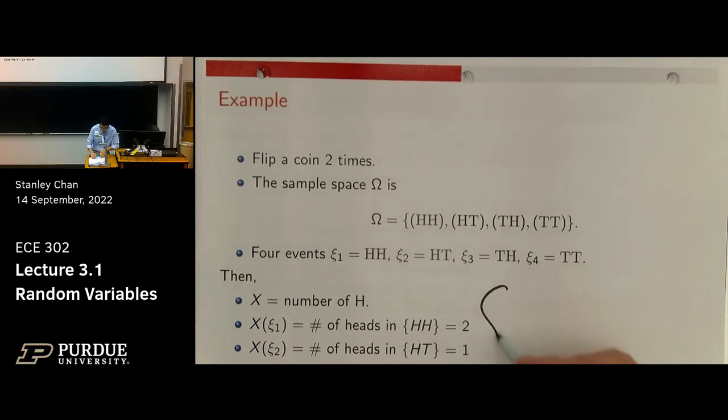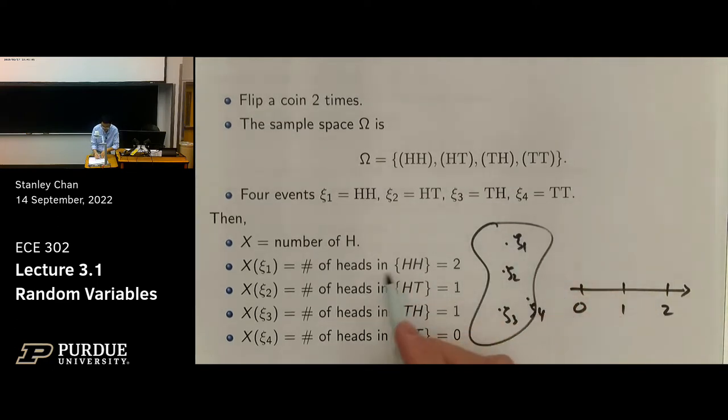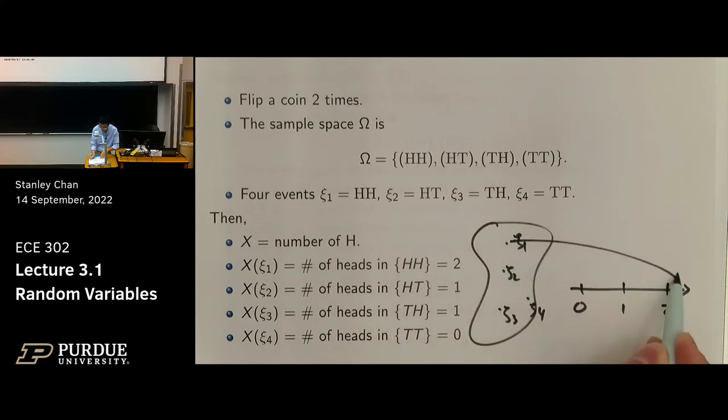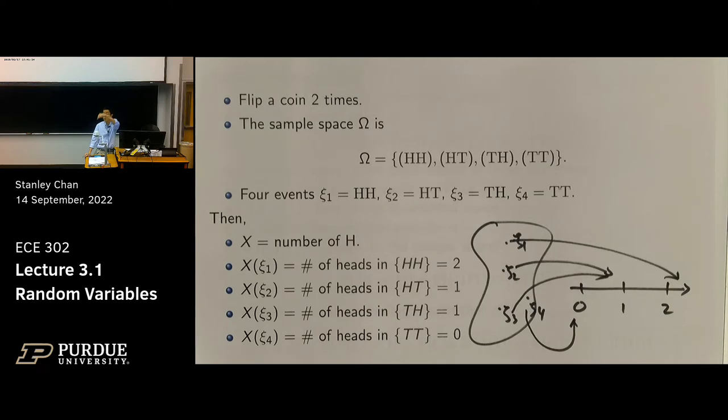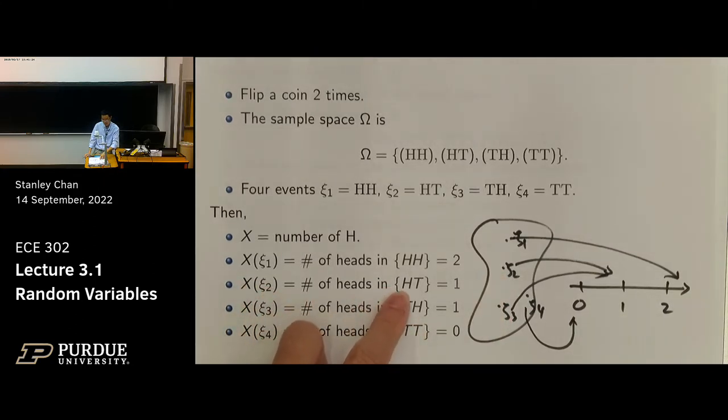So you have four numbers, right? Four outcomes. So this is psi 1, 2, 3, and 4. And then you have a real line. You have number 0, 1, and 2. And clearly, psi 1 will be mapped to 2. Psi 2 and 3 will be mapped to 1. And psi 4 will be mapped to 0. So you have two outcomes mapped to the same number. Follow that? Because 2 and 3, I'm just counting the number of heads. So the number of heads for this H and T and H, they're both 1. So I can map it to 1. So that's a very easy example.